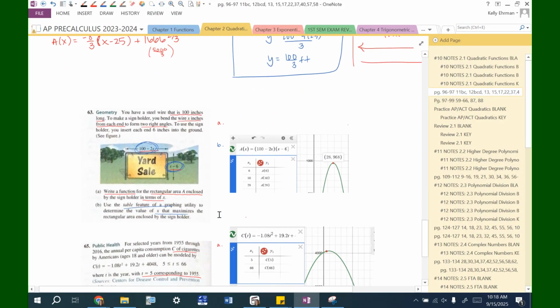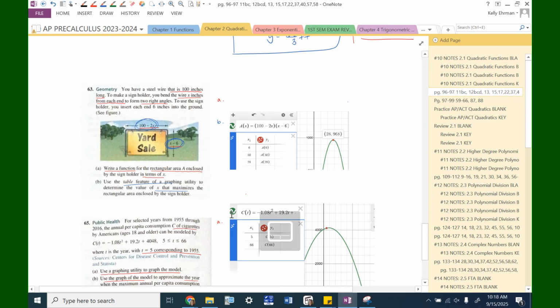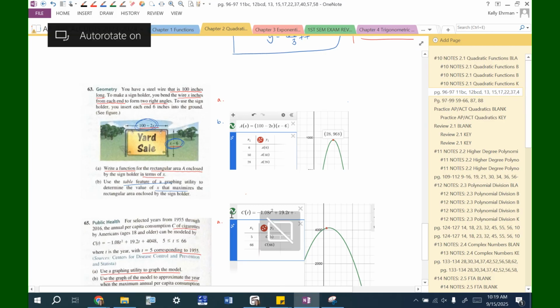All right, number 63. So you have a steel wire that's 100 inches long. Oops, I didn't write this down. Write a function for the rectangular area enclosed by the wire holder. So we have 100 inches of wire. We are wrapping it around. They gave you dimensions here. We're not putting wire around the bottom. So it says A of x, so write a function for the area.